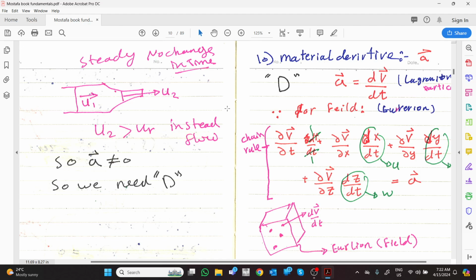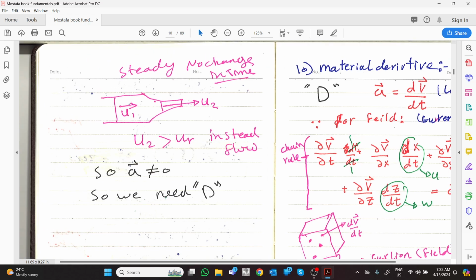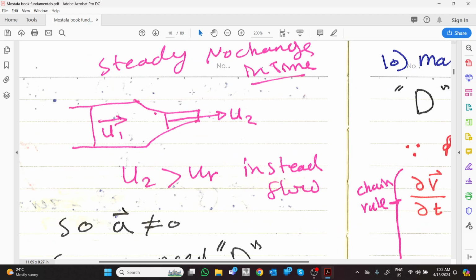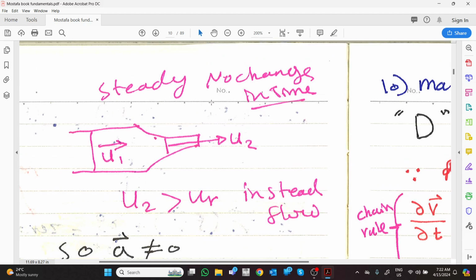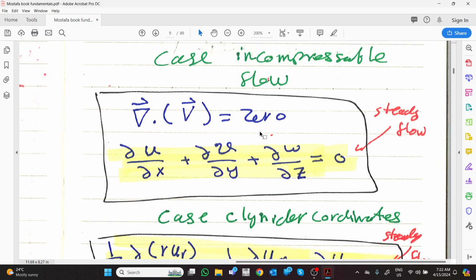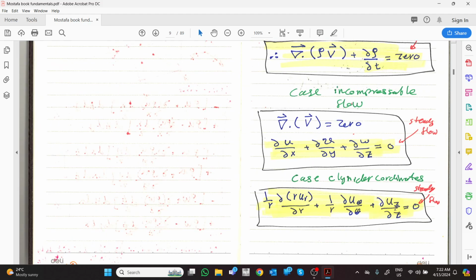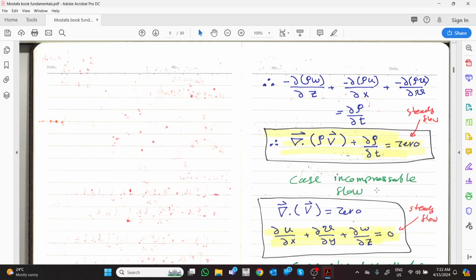Now the material derivative. Before going to the material derivative, we need to understand something. In the case of steady state, there is no change in time. If I say it is steady state, for example here, you will tell me there is no change in time.